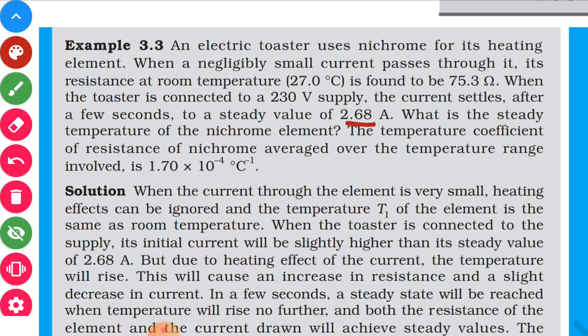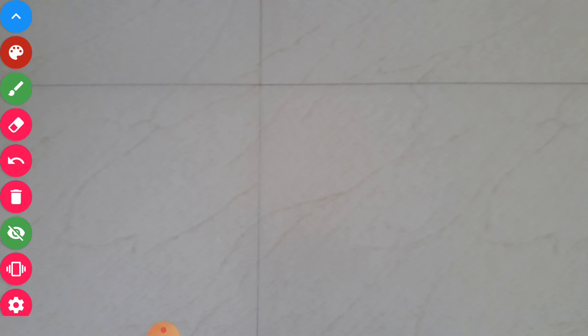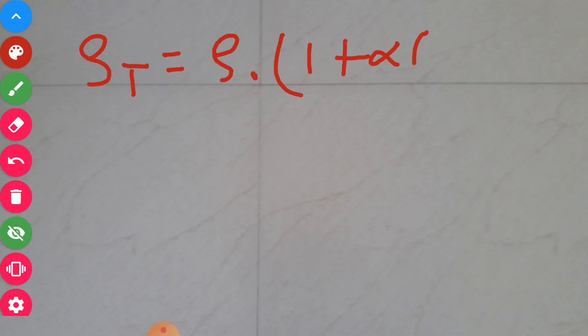Okay. The temperature coefficient is given, that is alpha. Now see, there was a theory and an empirical formula we have found. An empirical formula was for the resistivity. Resistivity at any temperature, rho T, is given by rho 0 into 1 plus alpha into T minus T0. This was the equation that we have given.